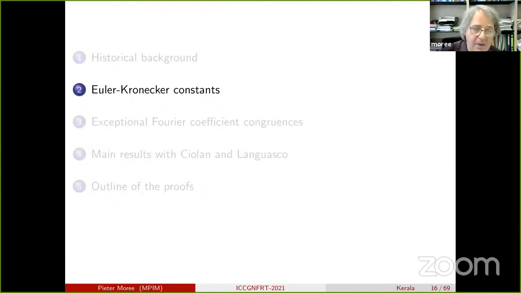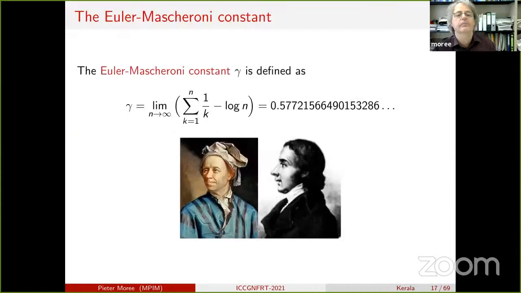So now let me tell you something about the Euler-Kronecker constants. The basic one, of course, is the Euler constant, sometimes called the Euler-Mascheroni constant. Mascheroni was an Italian who got 21 decimals or something, but he made a mistake at the 15th one or something. And Euler did much more theoretical things involving his constant. So I personally prefer to call it the Euler constant.